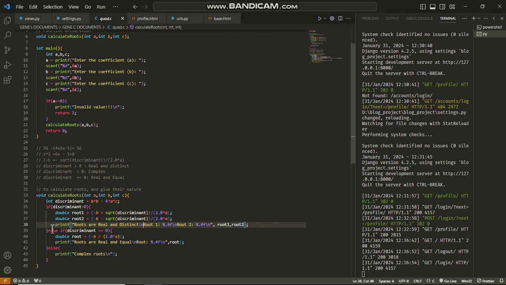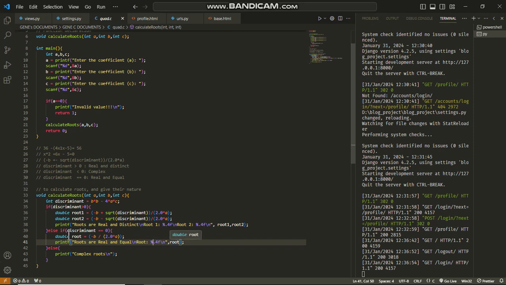Then in our else if, the discriminant is exactly equal to 0, meaning the roots are equal. So we shall have a discriminant of 0, so there's no need of getting the square root. We shall just have negative b divided by 2.0 times a. And then we shall print a statement, roots are real and equal, and then we shall just state the root giving 4 decimal places.